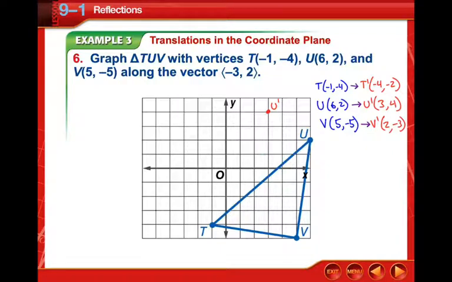For v, same thing, right? You go to the left, 1, 2, 3, up, 1, 2, and that point should be our v prime, which is at 2, -3, as written before. And then, of course, the last one, we're just going to plot the point, -4, -2. There's our t prime. And now we just need to connect our points. And there's our new triangle.